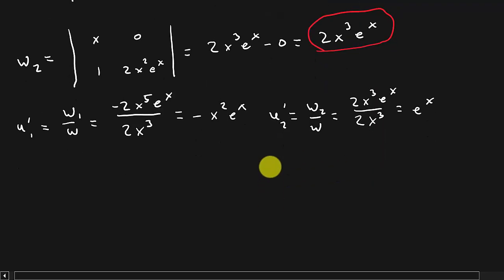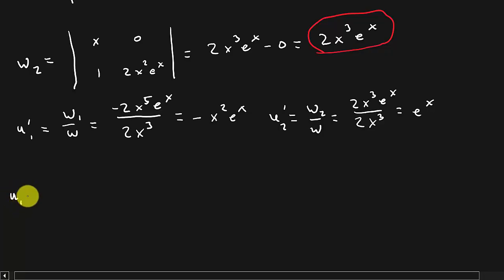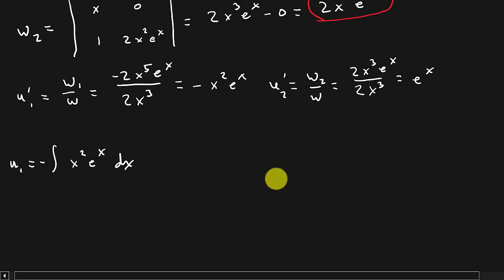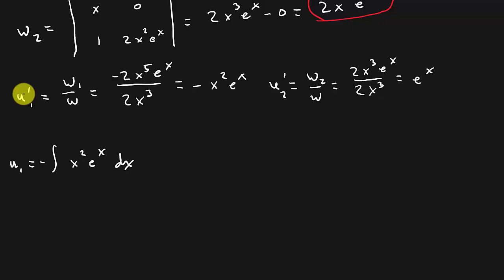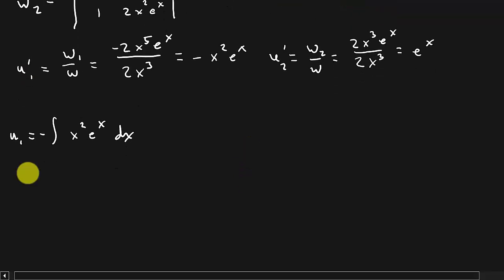Well, what do we got to do? Let's get u1. That is going to be the integral. Now I'm going to bring the negative out here: x squared e to the x dx. So we've got to integrate this to get u1, because this is u prime. So what do we have here? Well, we've got parts. So I'm going to let u equal x squared, dv equals e to the x dx. So du is 2x dx, and v is e to the x.